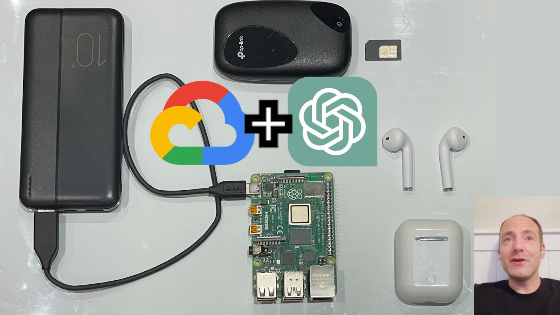So the plan today is to take these four components: a Raspberry Pi with Google Cloud and OpenAI API on it, a mobile broadband router that's battery powered, and some wireless headphones. As long as you've got a battery pack, you've basically got a mobile ChatGPT system that you can walk around with and interact with. So that's really the plan.